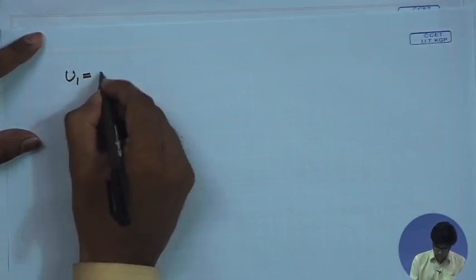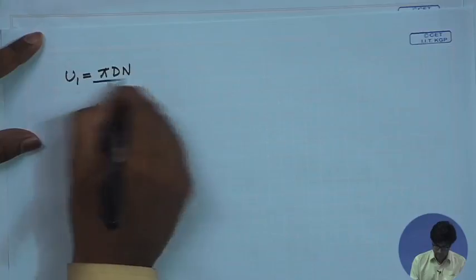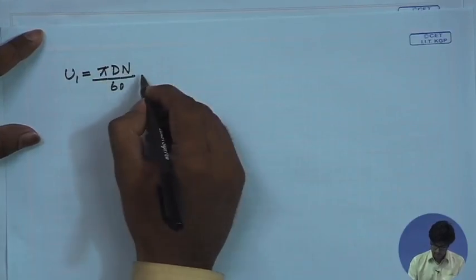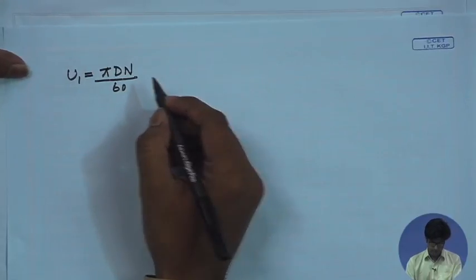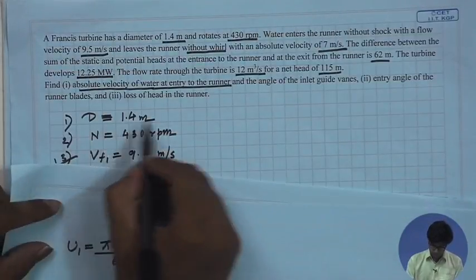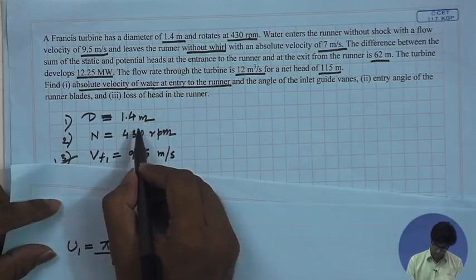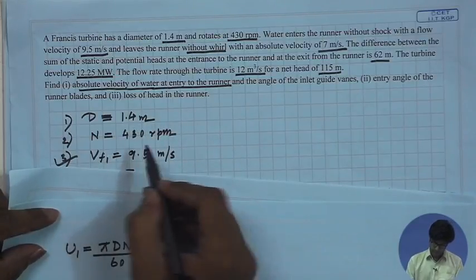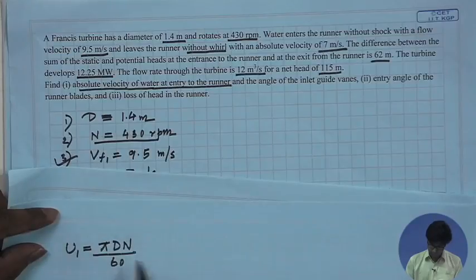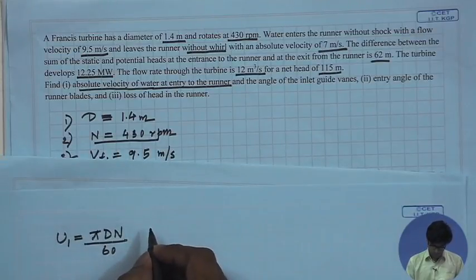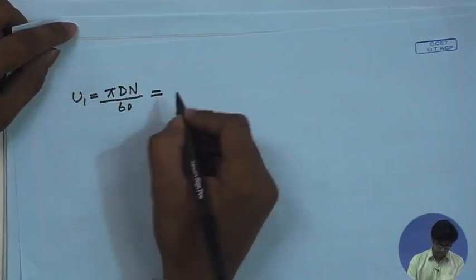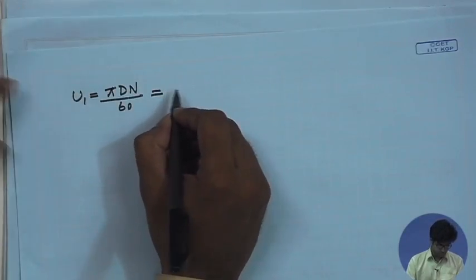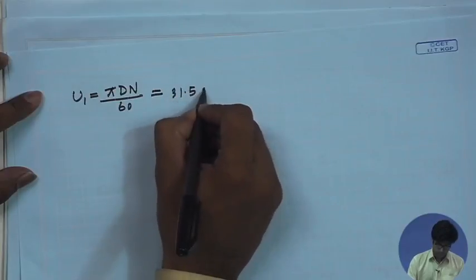That is, U1 is equal to pi dN by 60, where d is the diameter of the runner blade, which is given, and N is the rotational speed of the runner, which is also given. The diameter of the runner is given as 1.4 meters, and the rotational speed of the runner is given as 430 rpm. Substituting these values, we get the value of the peripheral velocity of the runner blade as 31.5 meter per second.